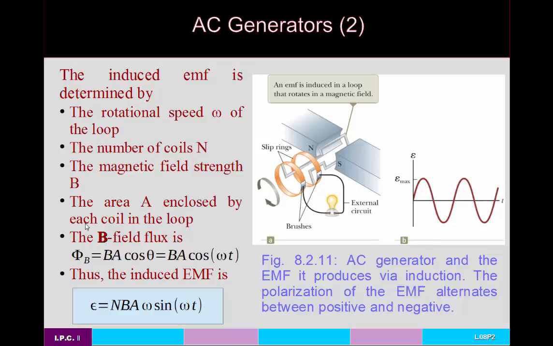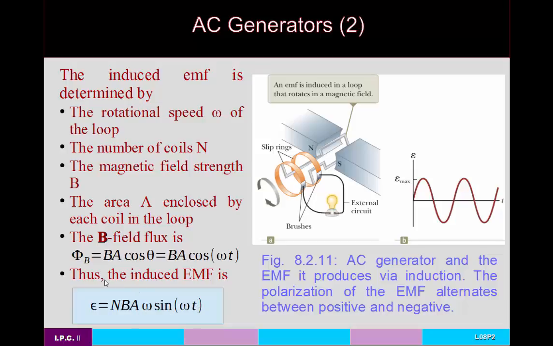Basically, because the magnetic flux is B times A times cosine theta, and theta, if you think back to rotational kinematics, is the angular speed times the time, the flux can be given by BA cosine omega t. The induced EMF from this would be the change in this per unit time times the number of coils. So N, and then this right here is the change in this, BA omega sine omega t.